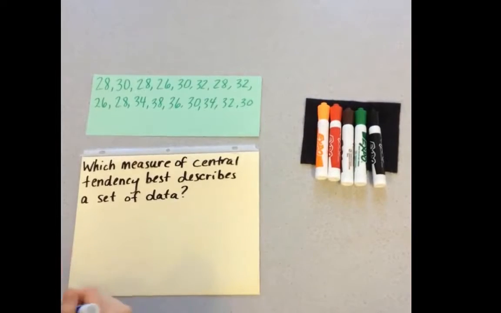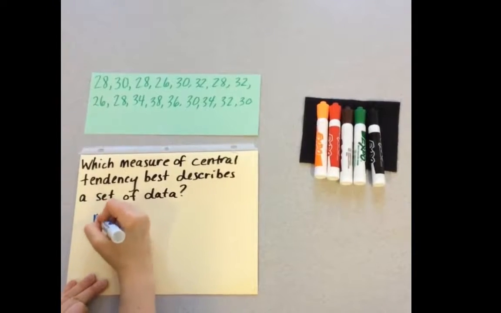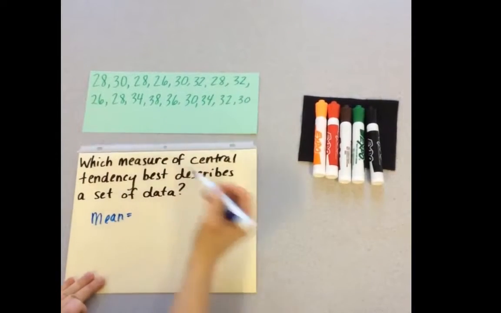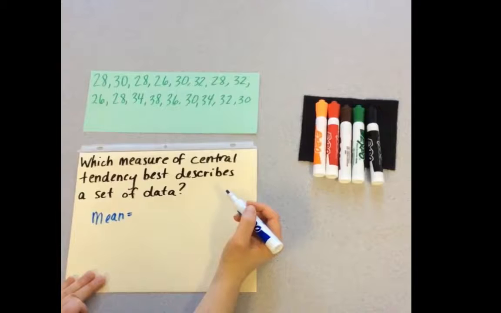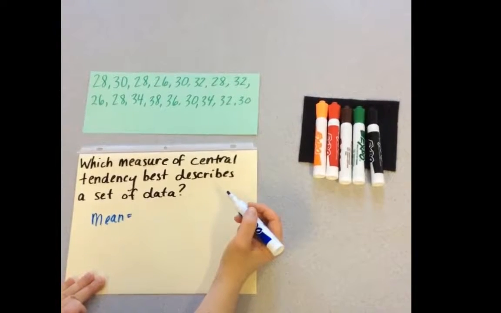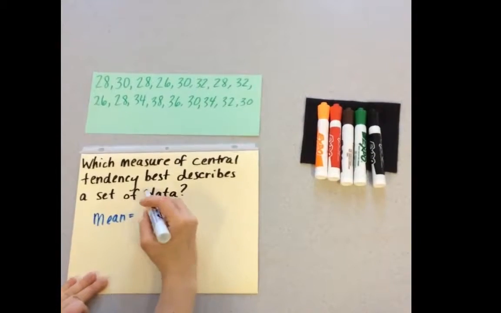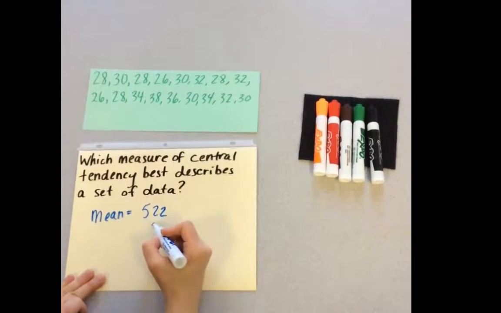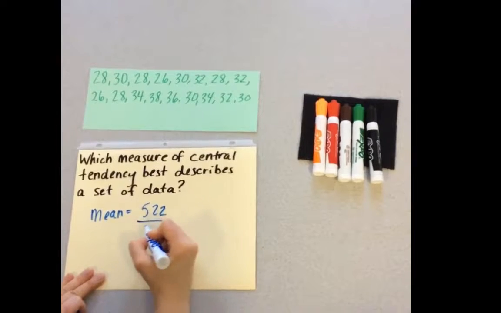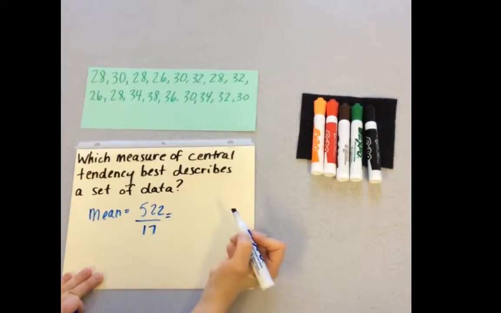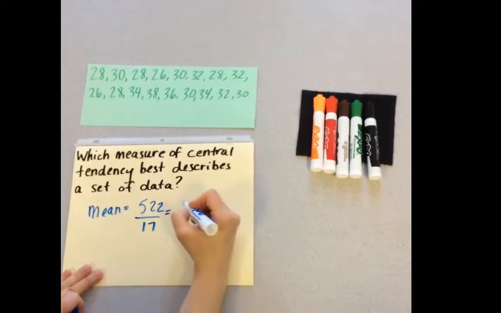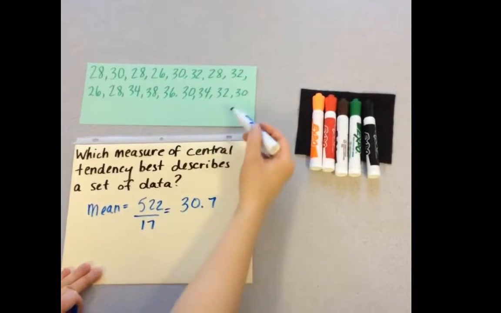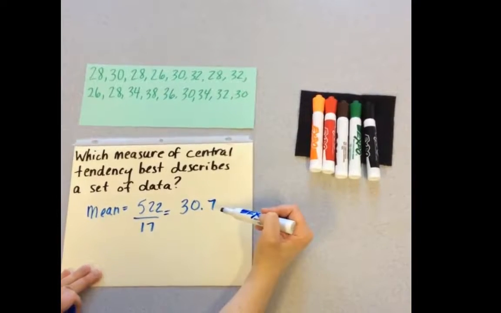To calculate the mean jean size sold, we need to add up all these numbers together and divide by the number of jeans sold. If we add up all the numbers together, our sum is 522. Now I have to take my 522 and divide it by 17. If I round this to the nearest tenth, my answer will be 30 and 7/10. So my mean for this data set is 30 and 7/10.